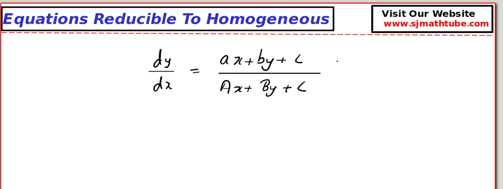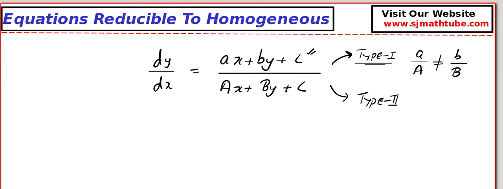Okay, now what I mean by type 1 is the slope of the linear quantity in the numerator and the denominator will not be same. That is, a by A is not equal to b by B. And in type 2, the slope will be same. That means they are parallel lines if you equate it to 0, etc. Or you can learn like this: a divided by A is equal to b divided by B. That is, the coefficients are proportional, and in the first one, the coefficients are not proportional.